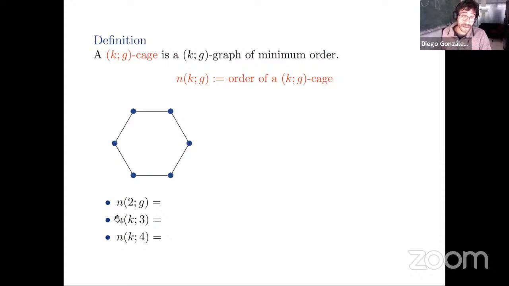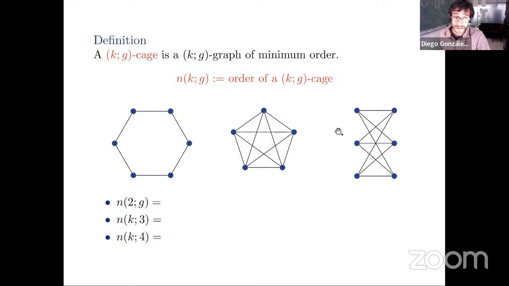Now, if you want to find the (k,3) cages, again, it's not hard to see. For example, here I have a (4,3) cage. This is the complete graph on 5 vertices. So the (k,3) cages are complete graphs on k plus 1 vertices. And the (k,4) cages are bipartite graphs that have k vertices in each part. So the order of a (2,g) cage is g, the order of a (k,3) cage is k plus 1, and the order of a (k,4) cage is 2 times k. So these are some easy families of cages, but it's not very easy to find a cage.